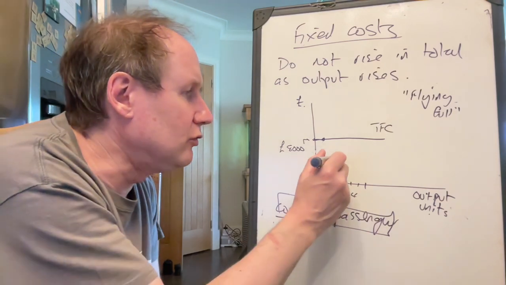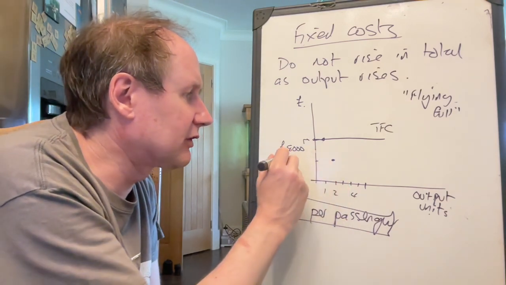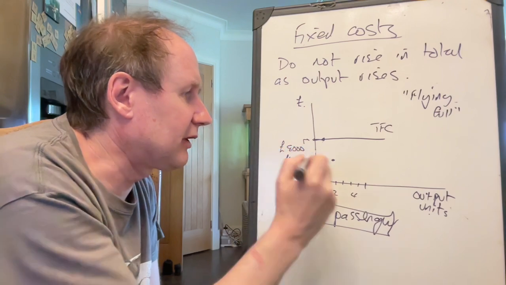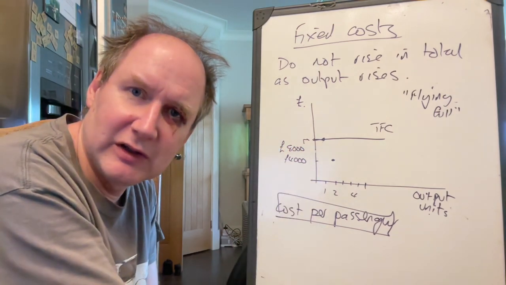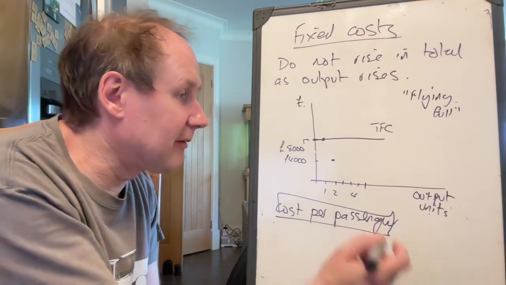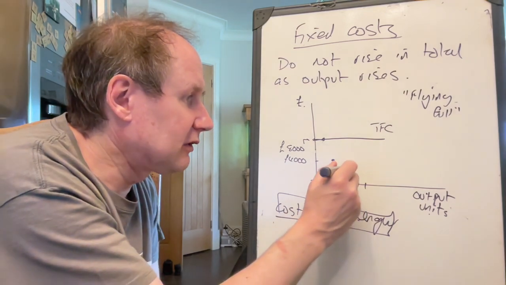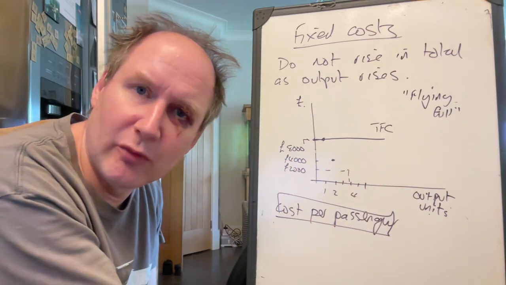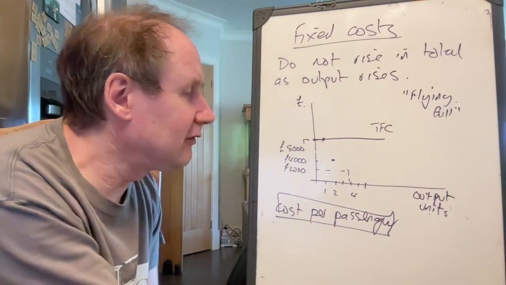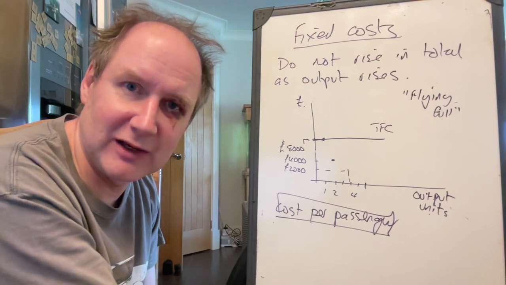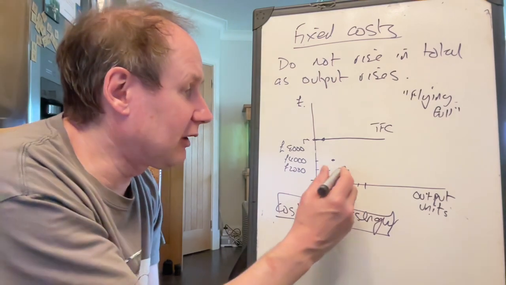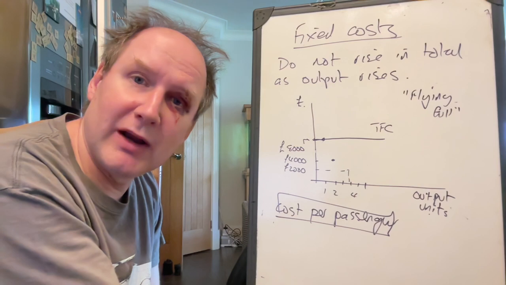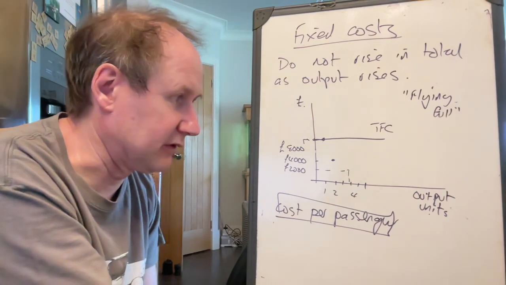If you have 2 passengers, well, all of a sudden, the cost per passenger is now £4,000 each. Effectively to you, if you have 4 passengers, the cost is £2,000 per passenger. And this is important when you're thinking about setting your prices. If you have 1 passenger, your price is going to have to be £8,000 at least. If you have 4 passengers, you can get away with charging a price of £2,000.